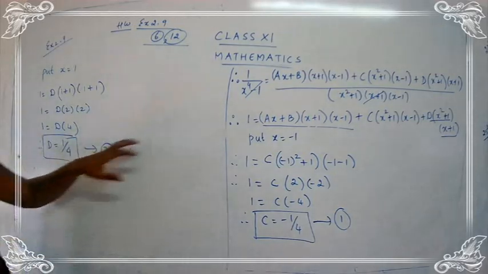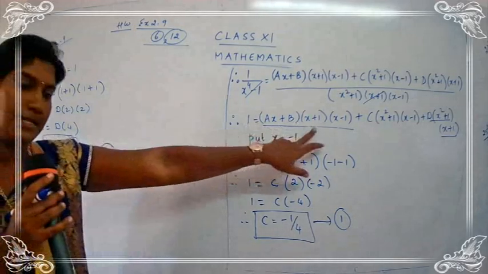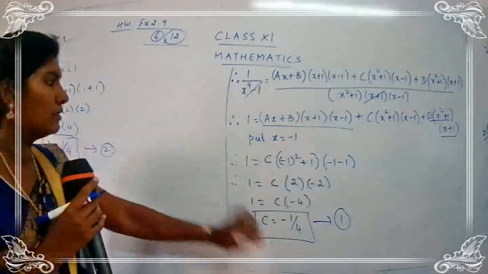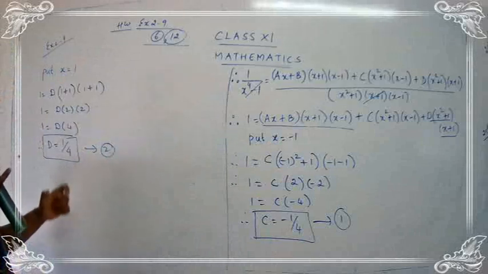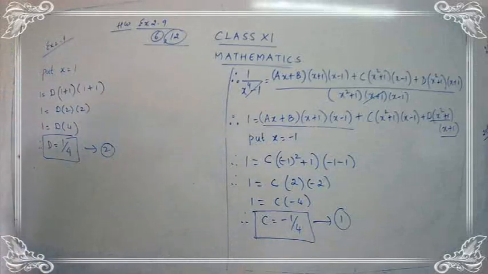Very easy, yes children. First I took minus 1 from the question itself, from the factors itself. I found the value C. And now I am just taking x is equal to 1 and I got the value for D, that is 1 by 4. So 2 we took from the steps. Now 2 more we have to take because we have to find 2 more values. Yes, we have just found C and D, so 2 more are left out.